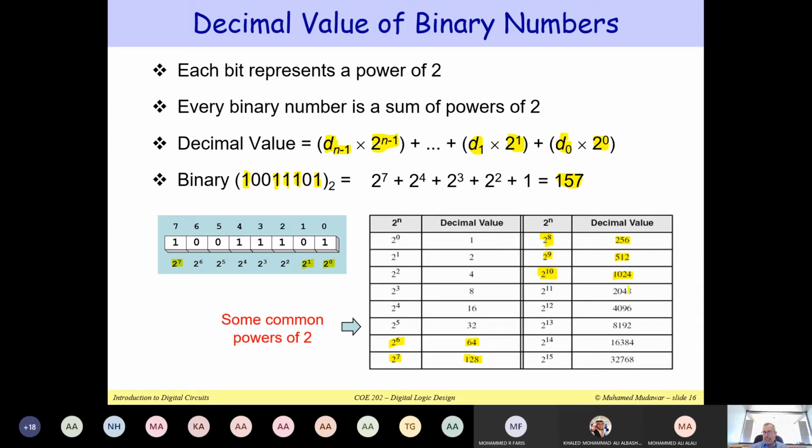Okay. So it's common to remember these powers of 2 because we use them frequently when we are dealing with binary numbers and would like to obtain their decimal values. Would like to convert the binary number into decimal. Is this clear?